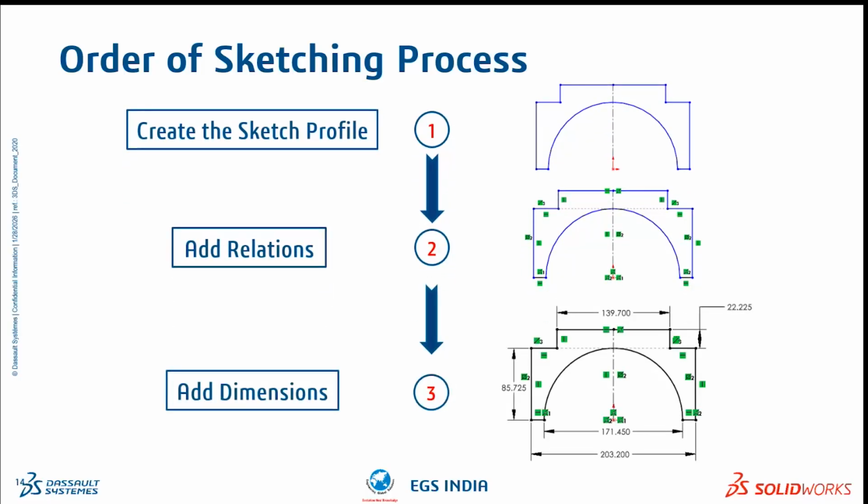Then we complete the basics of the shape profile and use automatic or added relations to restrict the sketch. We then finish the sketch by defining the entities with dimensions. With these steps, we form a fully defined sketch. We have all three complete: the shape, how the shape is connected, and the size.